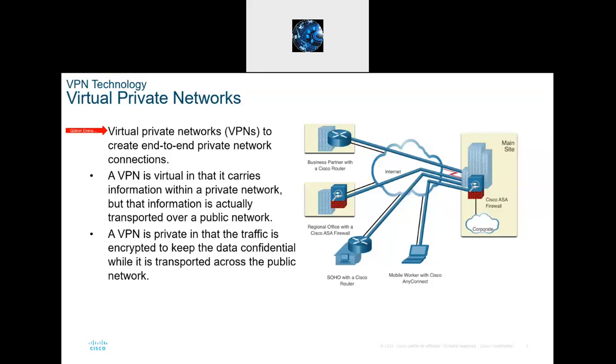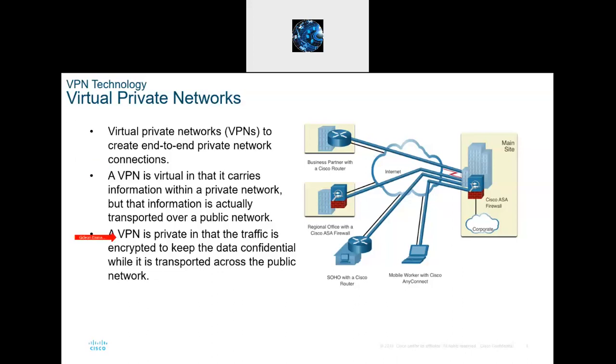And we are going to create the private network within the public network, which is the internet, as if we are the only ones on the internet, or the only ones that have access to it. Other people can also do the same thing and establish end-to-end connections, and there will be no problem. So a VPN is virtual in that it carries information within a private network, but that information is actually transported over a public network. I've just explained that.